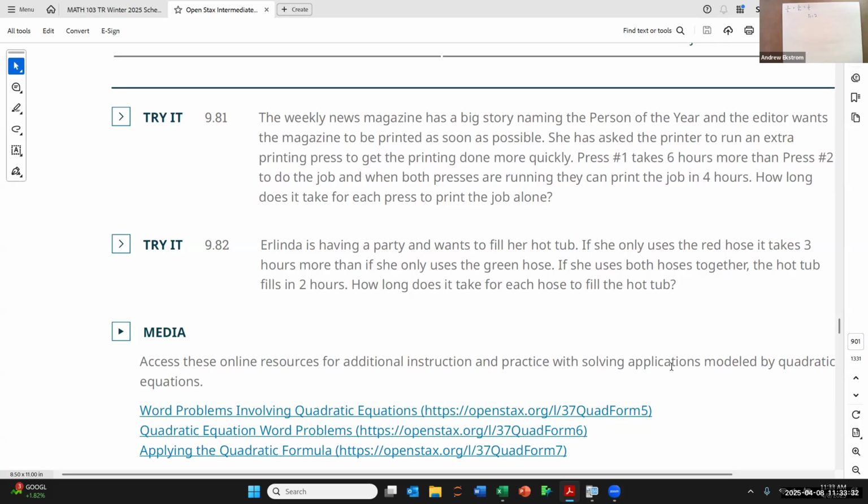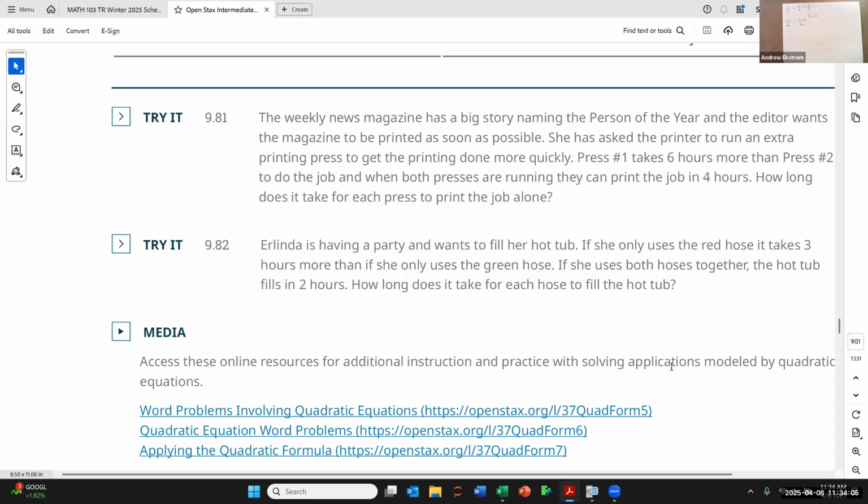Looking at what it says, if she only uses a red hose, it takes 3 hours more than if she only uses a green hose. So time 1, call it, or say this is for the red hose, and then T2 for the green hose. Because it relates everything to the speed of the green hose, T2 is just going to be T2.